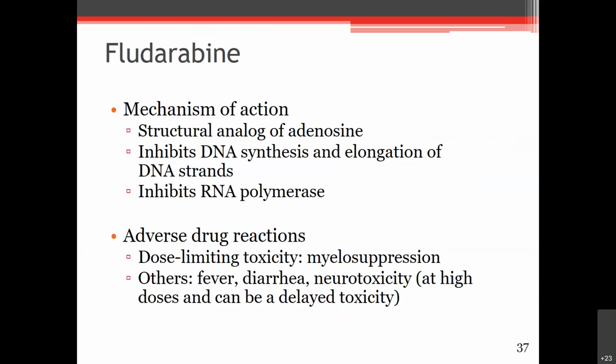And this neurotoxicity can be confusion, somnolence. Some patients could experience sensory issues or vision problems. And then it can also be as serious as seizures or even more severe toxicities. So definitely something to be aware of as a possibility. And it is more common at higher doses and can also be a delayed toxicity.